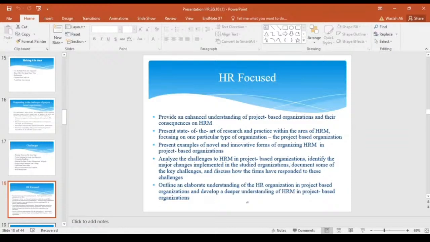Outline and elaborate the understanding of HRM in project-based organizations. All of the above should be kept in mind while executing the project. Next slide.